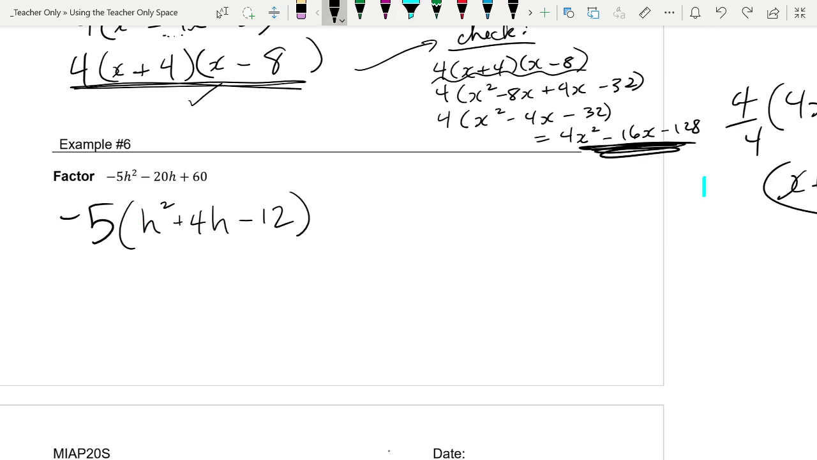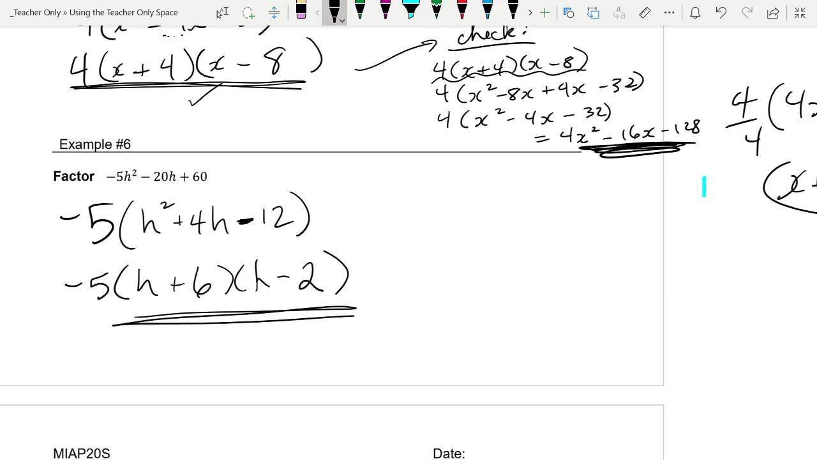So next part, negative 5, and then h and h. The two numbers I'm looking for multiply to make a negative, so it's got to be a plus and a minus. And what two factors of 12? Now, if you're having a hard time doing this in your head, feel free to make a list of 12's factors. Make a factor tree if you like. But I need to find the two factors that multiply to make 12. But if one of them's negative and the other one's positive, I add them and I get positive 4. So that's going to be plus 6 and minus 2. And that's how we do trinomial factoring.